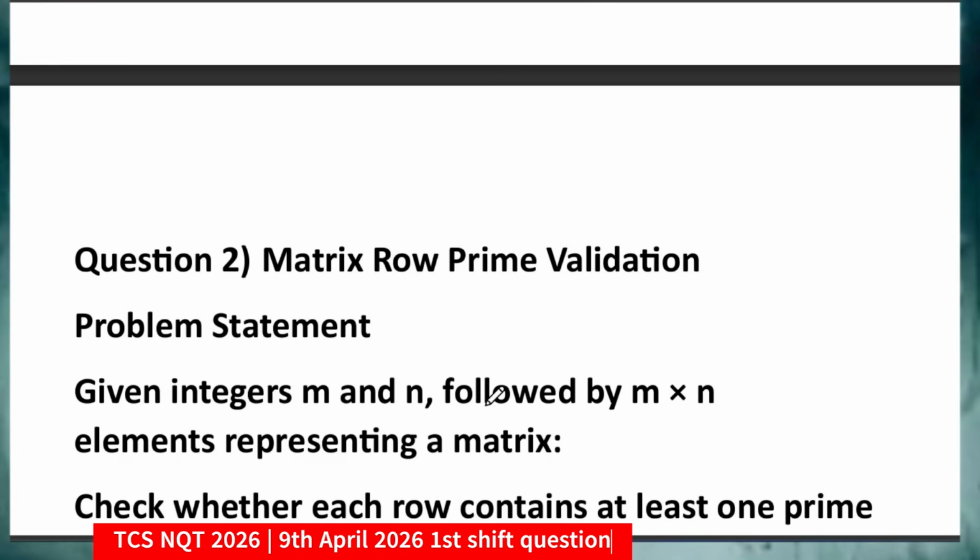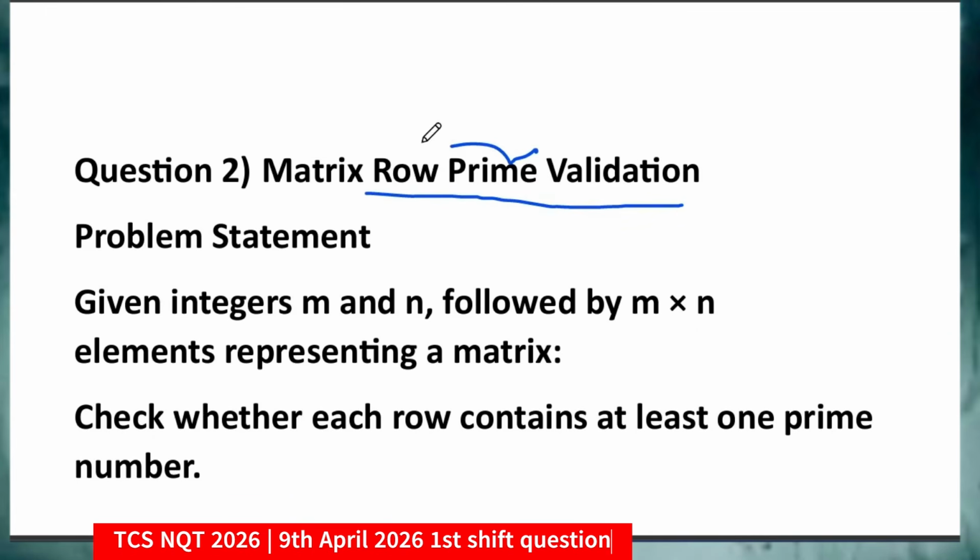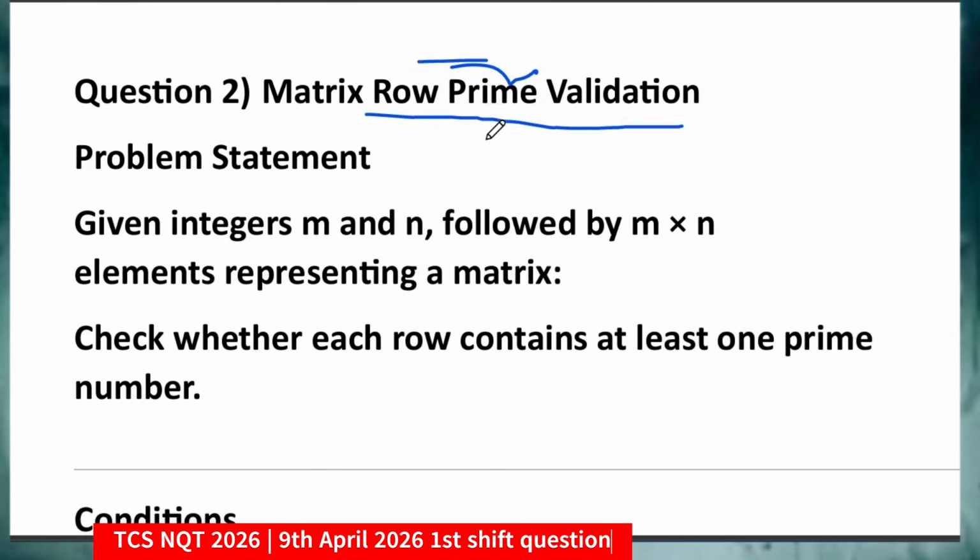So what about the questions? Let me discuss. The question was related to matrix row prime validation. Again, the prime number concept came here. I have already uploaded a video for the previous 5 to 6 shifts, I think 6 or 8 shifts, and there also the prime number concept came, and if else. So this year TCS is focusing a lot on prime numbers. So just go through the prime number concept with various variations.